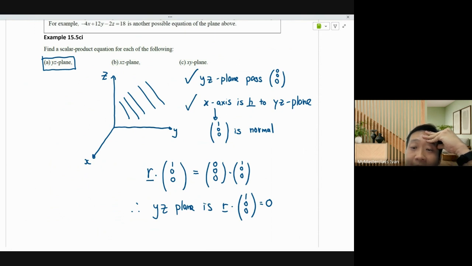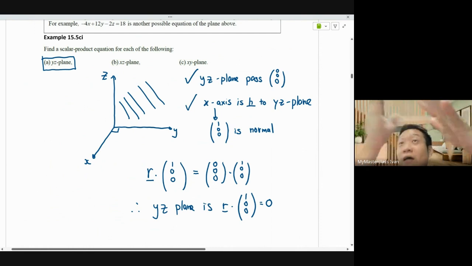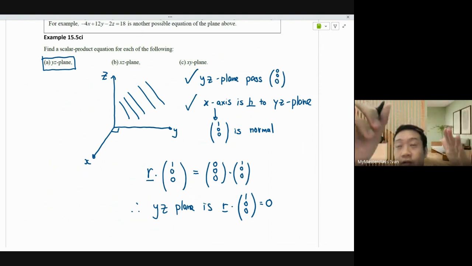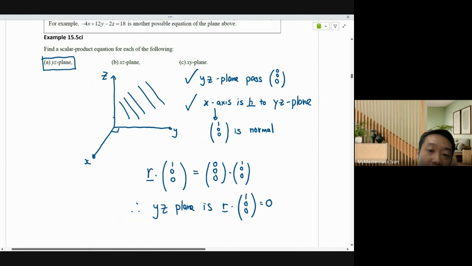Maybe this part is a bit hard to understand. The x-axis is perpendicular to the YZ plane. So if you draw out this whole thing, all these are perpendicular. You can see our x-axis is always perpendicular to the y-axis, even though I draw it skewed, not really 90 degrees. But because this is 3-dimensional, this is also perpendicular to this.